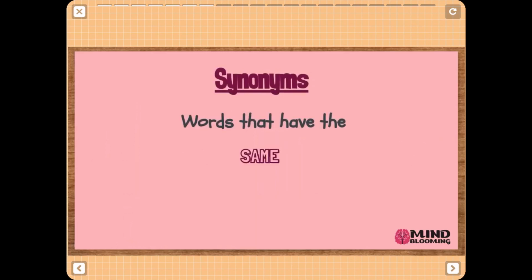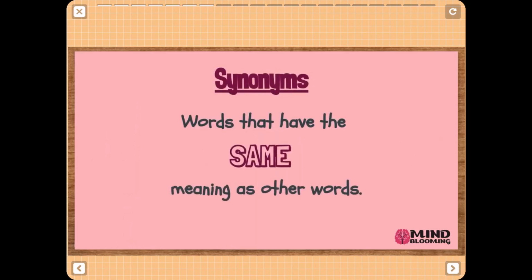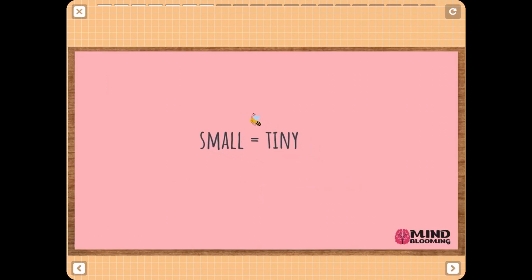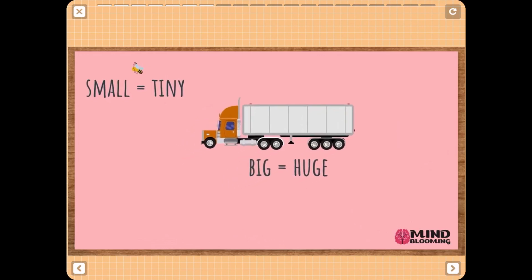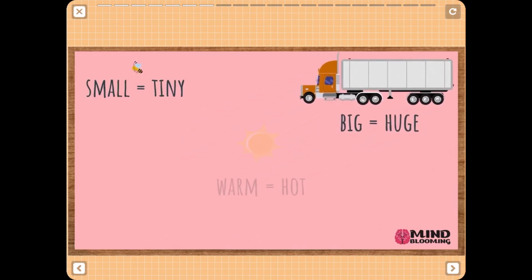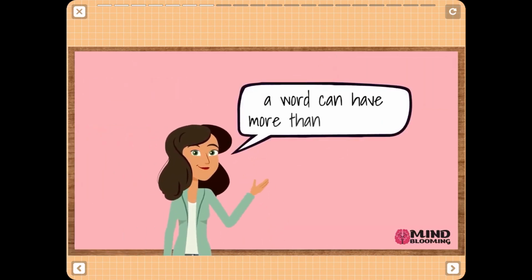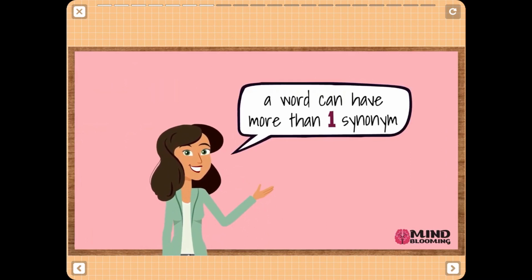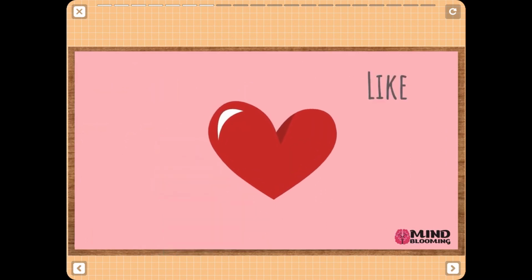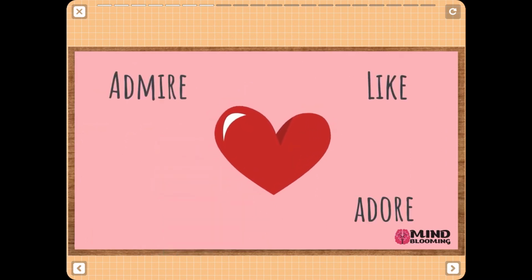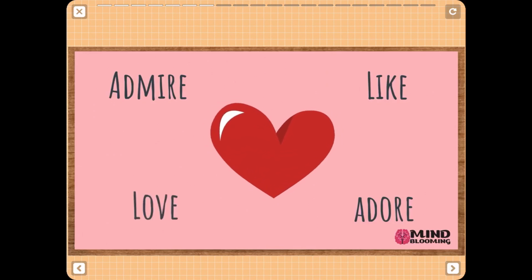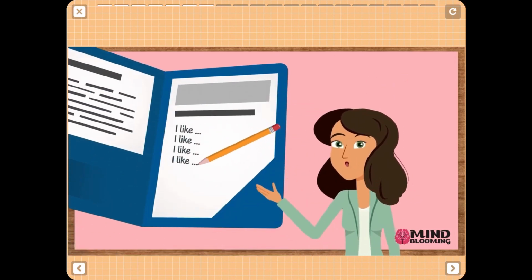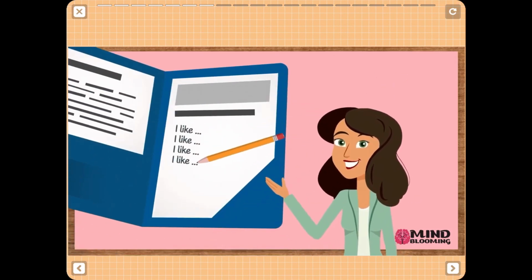Synonyms are words that have the same meaning as other words. For example, the word small is the same meaning as the word tiny. The word big has the same meaning as the word huge. And warm is the same meaning as hot. A word can have more than one synonym. For example, like, adore, admire are all synonyms of the word love. They all mean love. Using different synonyms in your writing makes it very interesting and not repetitive.